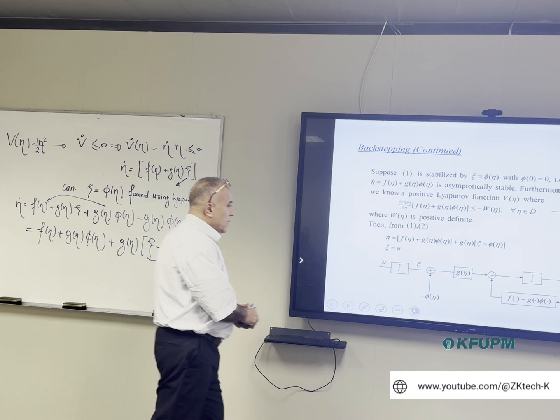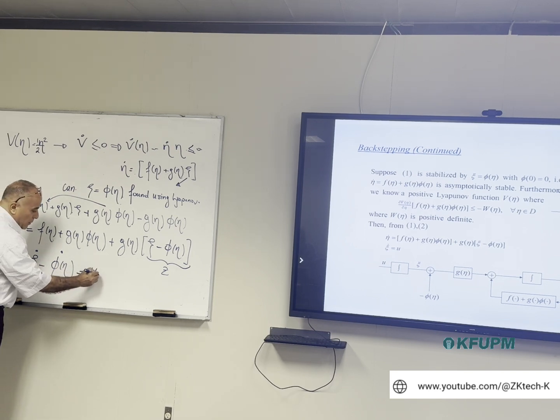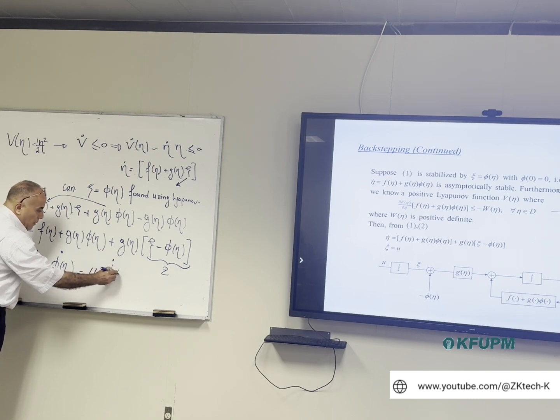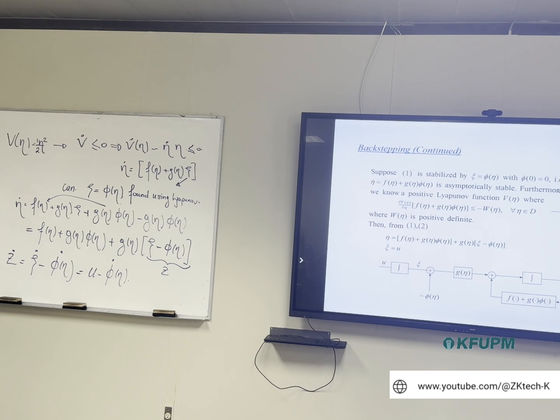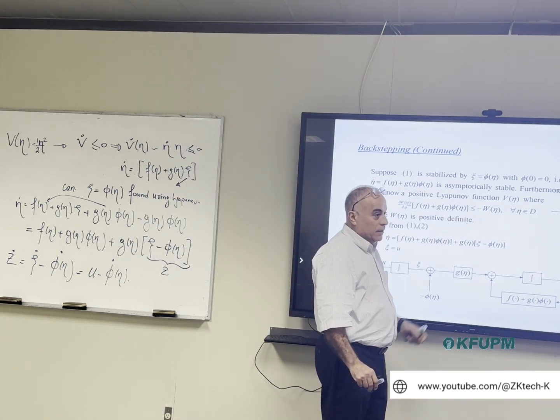Now I go back to the last equation that I have here. We have z prime is equal to zeta prime minus phi prime of eta, okay? And zeta prime is equal to u, so z prime is u minus phi prime of eta, like this. Right? We don't have phi prime. We have phi. We are saying that we will do an example, but we said that we were able to find phi of eta such that this is negative using Lyapunov.